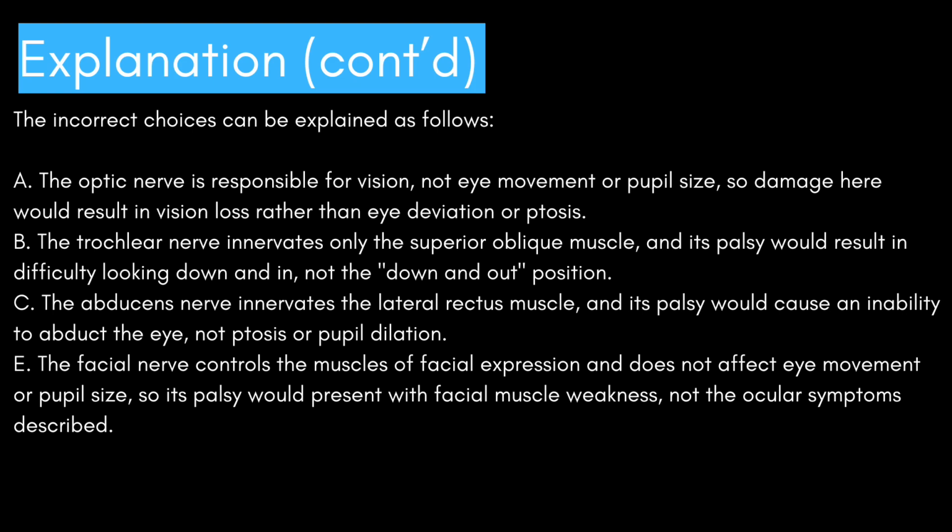C. The abducens nerve innervates the lateral rectus muscle, and its palsy would cause an inability to abduct the eye, not ptosis or pupil dilation. E. The facial nerve controls the muscles of facial expression and does not affect eye movement or pupil size, so its palsy would present with facial muscle weakness, not the ocular symptoms described. All right, now that we have covered this question, let's move on to look at the next question.